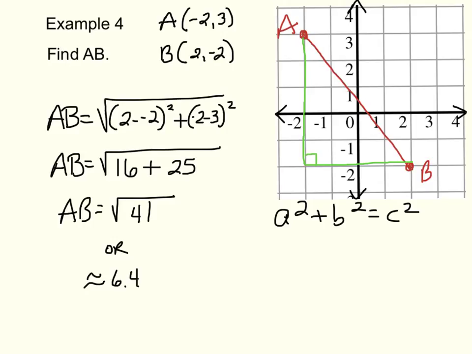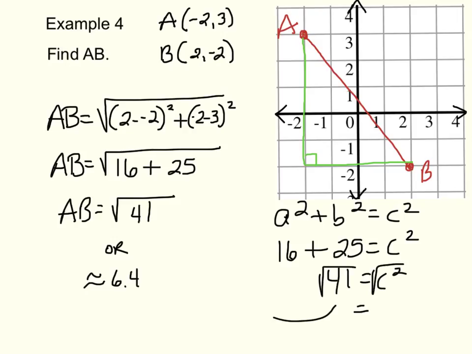So we can plug it in. 4 squared, 16. 5 squared, 25, equals C squared. That gives me 41 equals C squared. I take the square root of both sides, and you end up with the exact same answer. So this is yet another way to do a problem that you've already learned. So you've already learned Pythagorean theorem. You can use Pythagorean theorem. You can use distance formula.